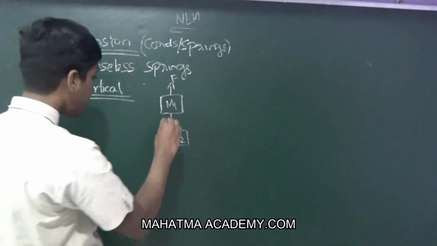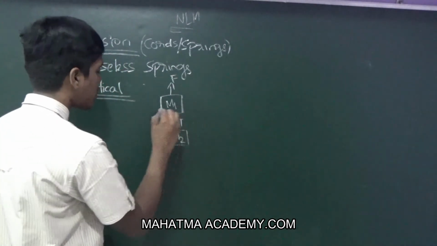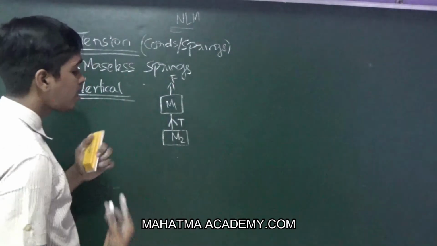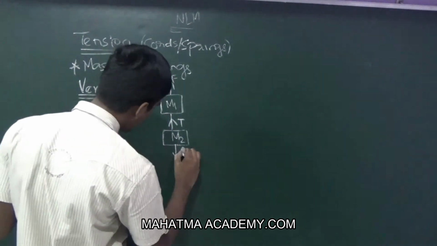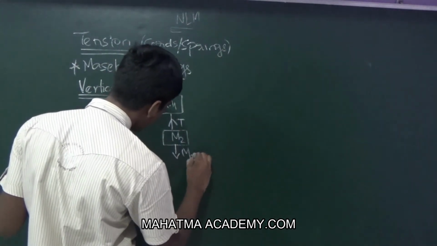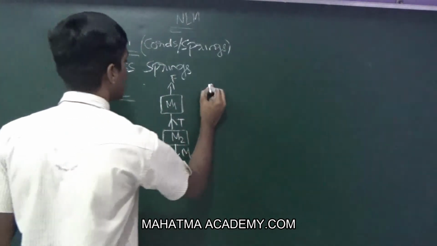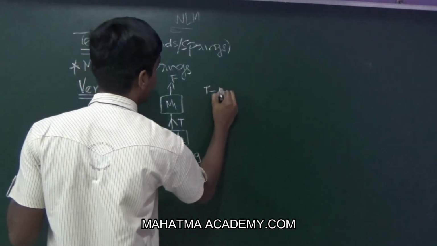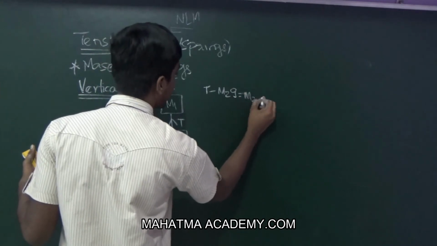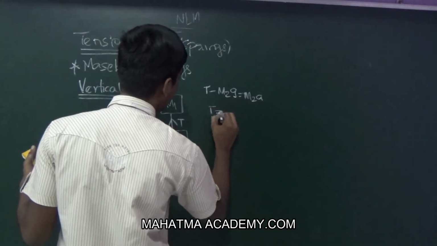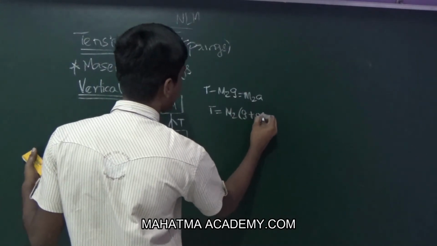First we will find the tension here, T. Now as you know it is vertical, so the downward weight will act. It is M2G. Now the body is moving up, so T minus M2G is equal to M2A. So T is equal to M2 into (G plus A).